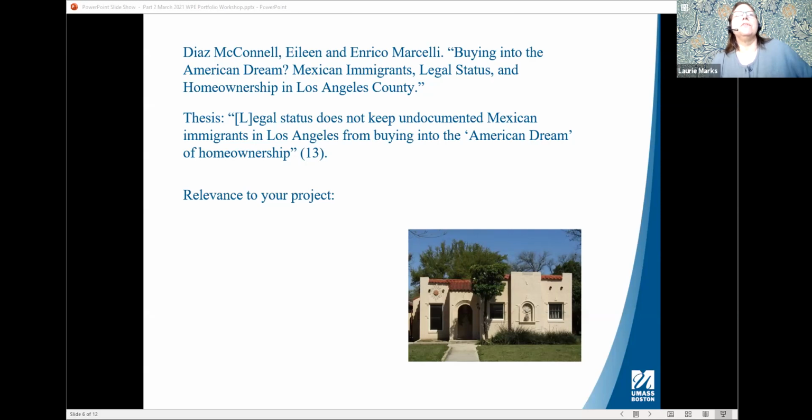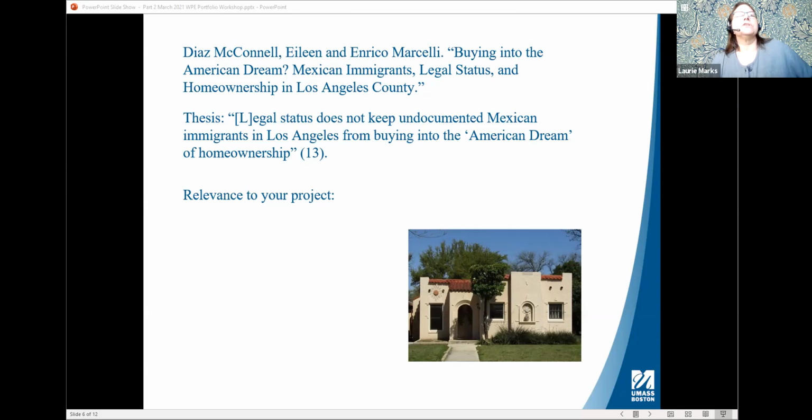These authors demonstrated that being undocumented is not a factor in Los Angeles County, which is a conclusion that surprised even them. In fact, the authors are claiming that regardless of their citizenship status, Mexican American people and undocumented Mexican immigrants are far less likely to be homeowners than non-Hispanic white people in Los Angeles, which has some of the highest home prices in the country.